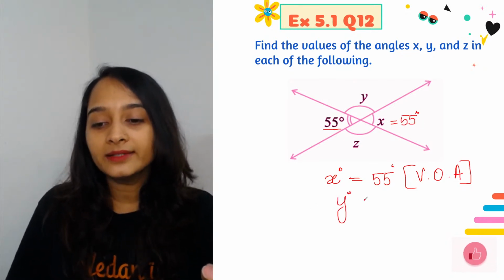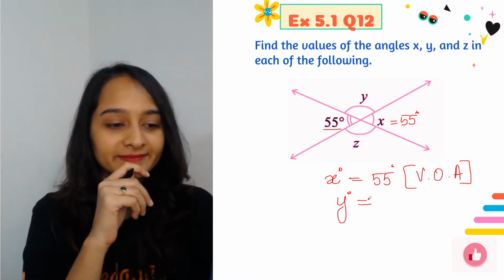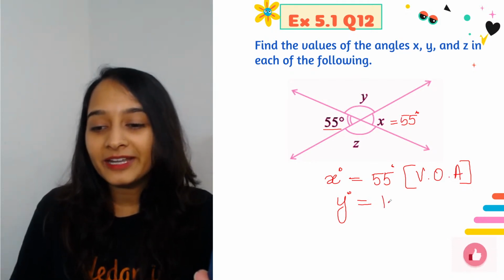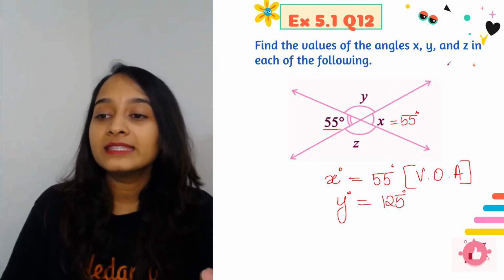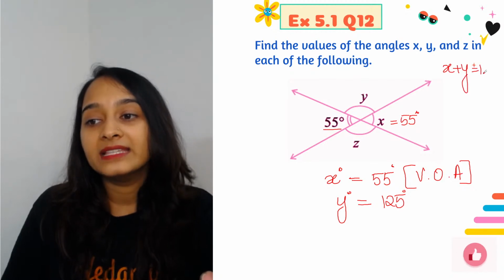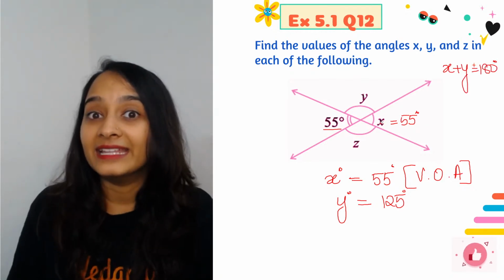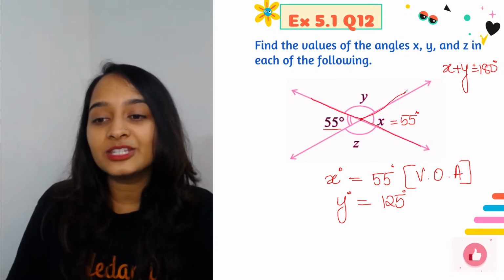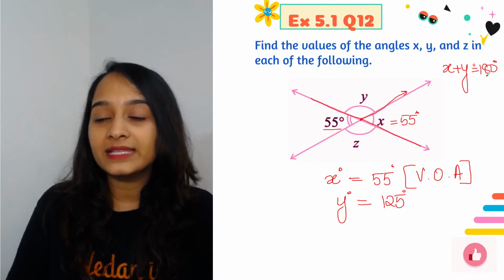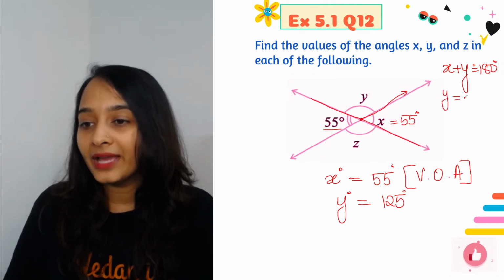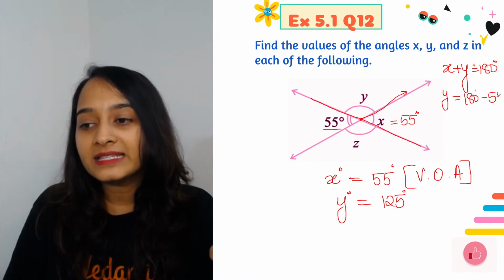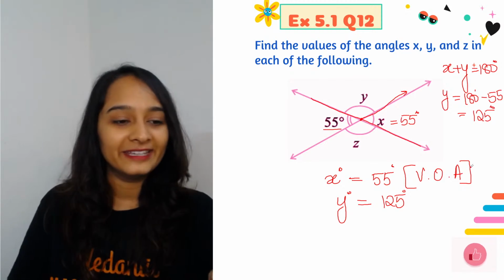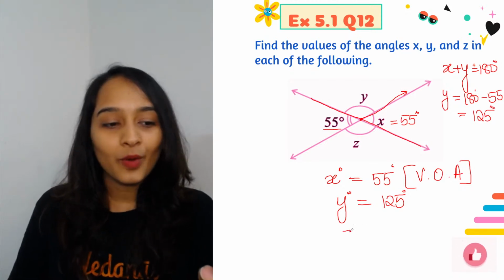Now, what about Y? What is the value of Y? Mona Lisa got it right. Sia got it right. 125. Why? Because your X plus Y is equal to 180 degrees. They are a linear pair. They are lying on a straight line and they are adjacent to each other. So your Y is 180 minus 55, which is equal to 125 degrees. Amazing. So what about Z?